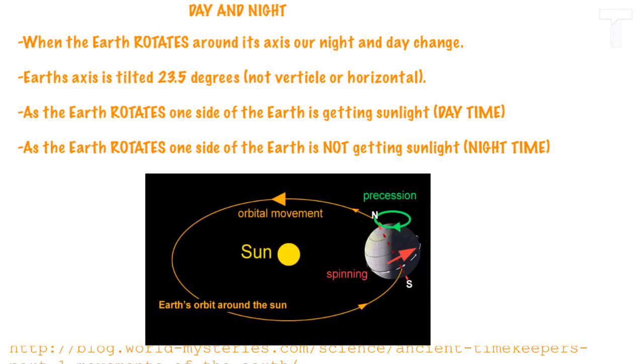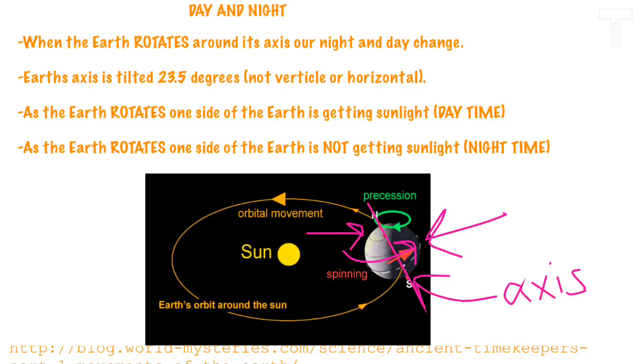So with day and night, when the Earth rotates around its axis, this is the axis, and it's going to rotate along the axis, and when it does that, our night and our day changes. Earth's axis is actually tilted about 23.5 degrees. It's not vertical or horizontal, it's tilted. And as the Earth rotates, on one side of the Earth, it's getting lots of light, which is daytime, and on the other side there's an absence of light, which is nighttime. So as it rotates, it changes from night and day depending on where you're at.